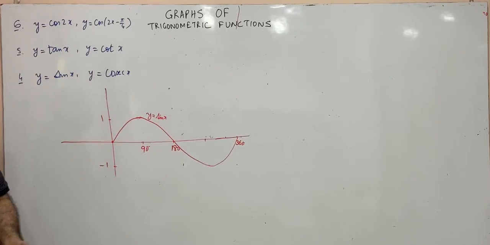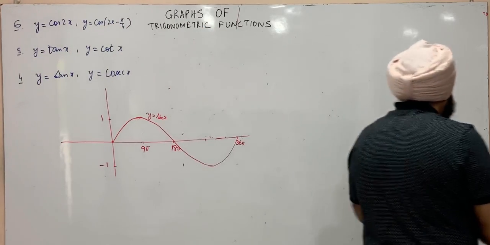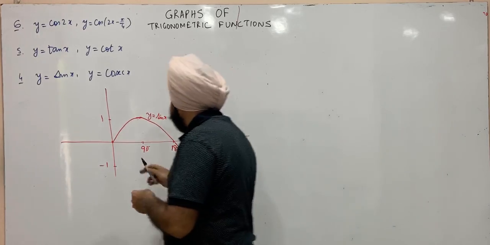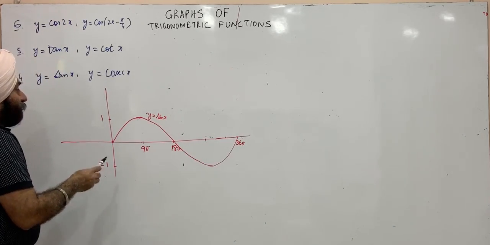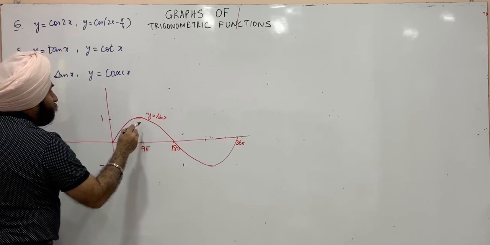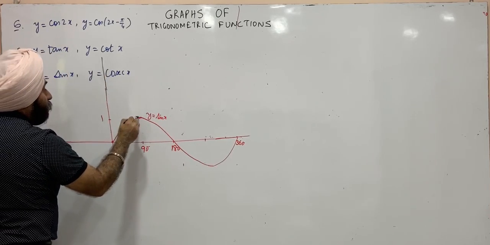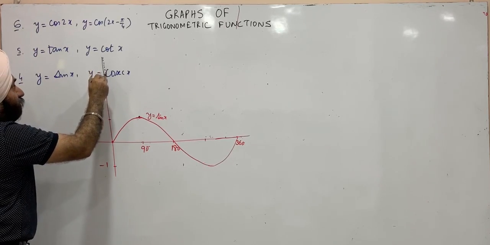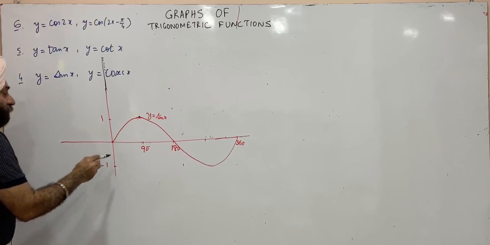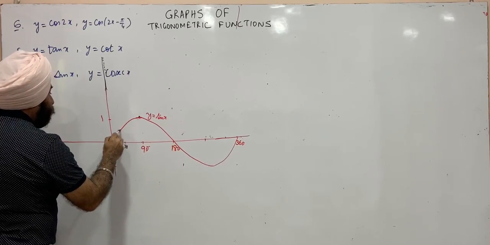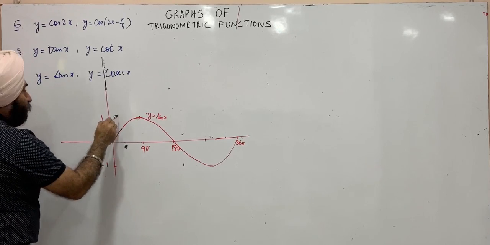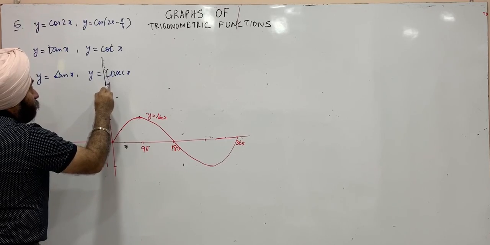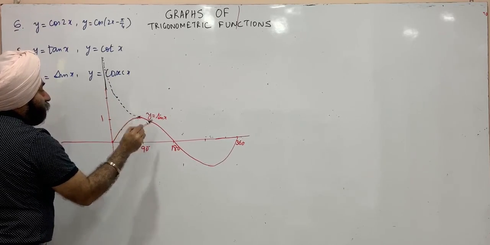Now y is equal to cosecant x. Cosecant x is 1 by sine x, the reciprocal of sine x. So 1 by 0, this will be infinity. And this is 1, 1 by 1, this will be 1. So this is a point on the graph. Infinity we show as a line parallel to the y-axis. Sine 30 degrees is half. Reciprocal of that will be 2. That's this point. So we can continue and join like this.